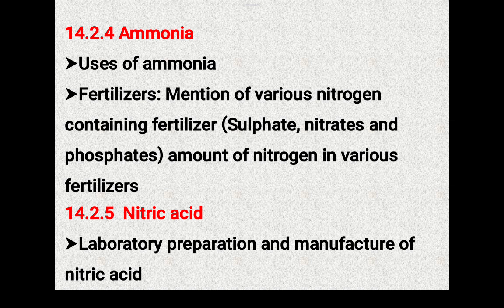We shall continue to look at uses of ammonia, and then the manufacture of fertilizers, where we mention various nitrogen-containing fertilizers such as sulfates, nitrates, and phosphates. Then the amount of nitrogen in various fertilizers. Then we look at nitric acid, where we're going to look at the laboratory preparation and manufacture of nitric acid.